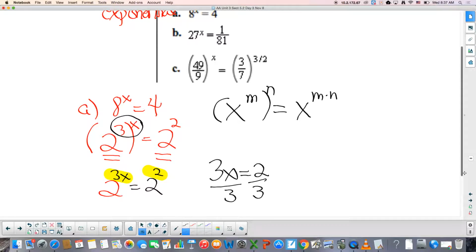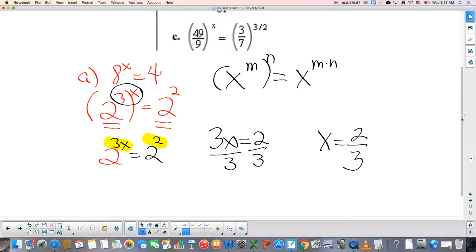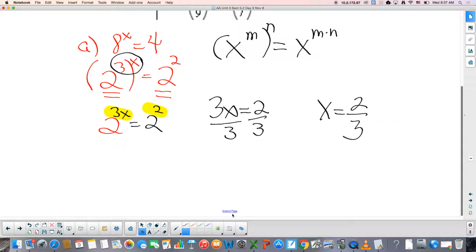Remember, we're trying to find numbers that make the sentence true. Now that's a fractional exponent. We're going to do those tomorrow. So right now you just say x equals 2/3. We'll worry about what that means tomorrow. It's just unfortunate that it's that way, but it is. How about b? 27 to the x equals 1/81.